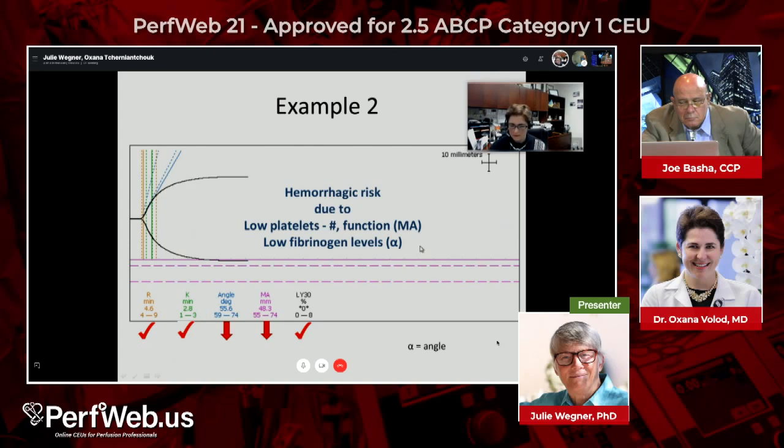Now, with fibrinogen concentrates available, maybe treating the fibrinogen first. But again, that depends on your hospital and how you go about the algorithm that you might generate.